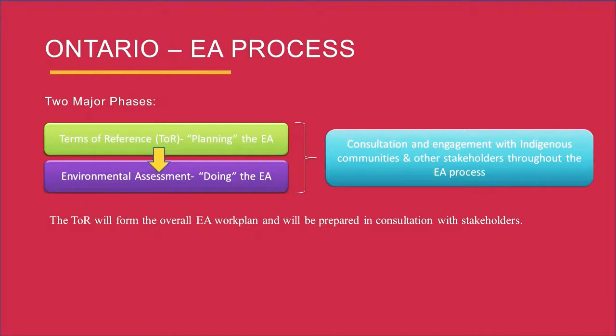So in the green, there's all kinds of effort just to create the terms of reference, and then there's more effort doing the actual implementing of the work plan. And in those two major phases, what's really key is the engagement and consultation with Indigenous communities and stakeholders throughout the TOR and EA process. So the TOR will form the overall work plan and is prepared in consultation with all the Indigenous communities and other stakeholders. Next slide, please.